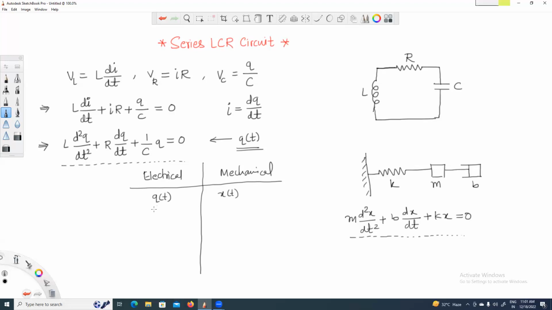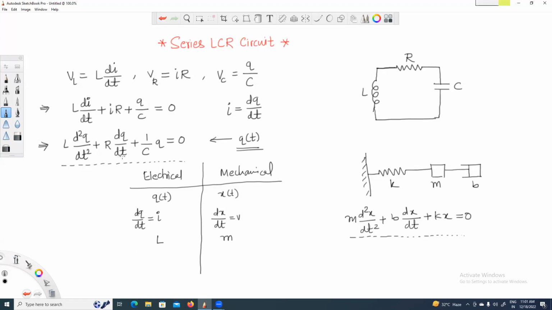If I differentiate this, dq over dt is nothing but the electric current flowing through the circuit. And if I differentiate dx over dt here, I get the velocity. So the velocity in a mechanical oscillator is analogous to the electric current flowing through the electrical circuit. Next, if you compare the coefficient of the second derivative term, we have the inductance here and the mass here. So in an electrical circuit, inductance is equivalent to the mass of the mechanical system.